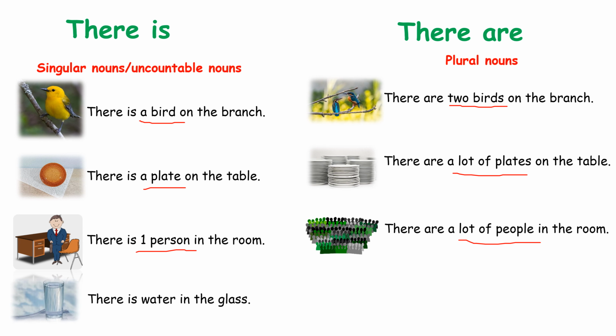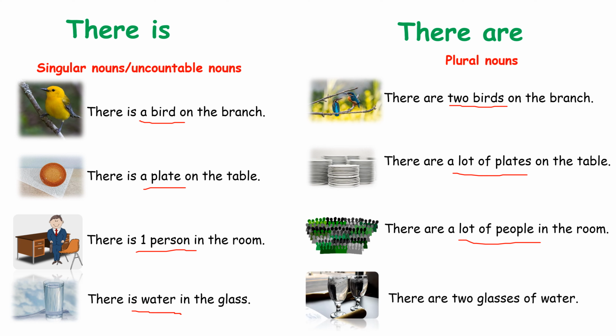There is water in the glass. Here we say there is because water is an uncountable noun. That's why it's always singular. There are two glasses of water. Here, however, we say there are because we are saying two glasses of water, and glass is a countable noun.